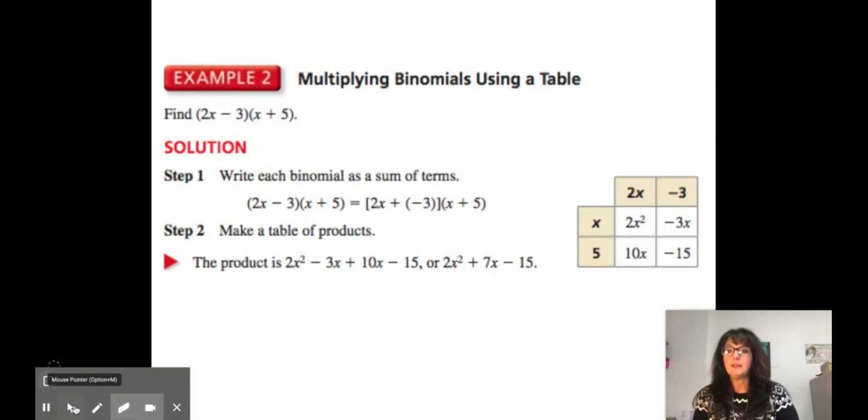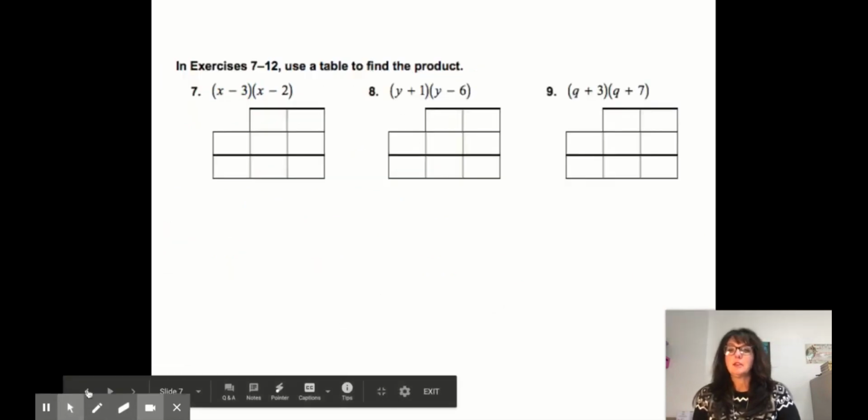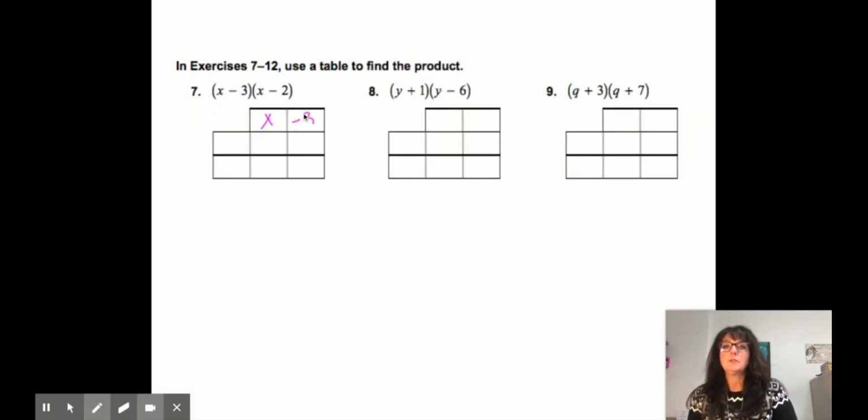Alrighty, let us give that a try. So I'm going to just put the first term here, so x and the negative 3, x and the negative 2, then multiply. x squared, negative 3x, just a way of keeping track of everything. Negative 2x and positive 6. So I have x squared minus 3x minus 2x plus 6. These are my like terms. x squared minus 5x plus 6.